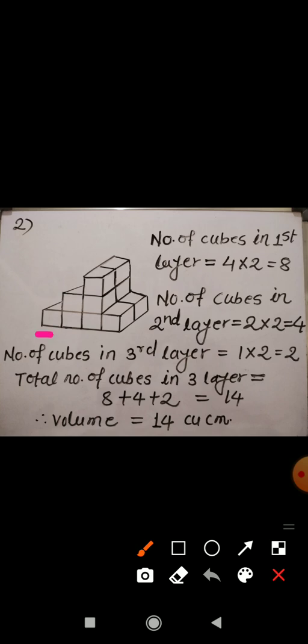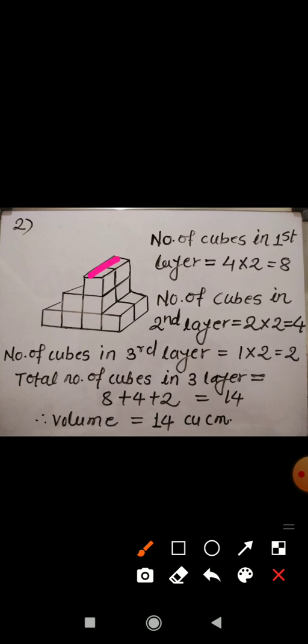In the first layer we have 4 cubes this side and 2 cubes this side. Hence number of cubes in first layer are 4 into 2, which is equal to 8. In the second layer we have 2 cubes this side and 2 cubes this side. Hence number of cubes in second layer are 2 into 2, which is equal to 4. And in third layer we have 1 cube this side and 2 cubes this side. Hence the total number of cubes are 1 into 2, which is equal to 2.